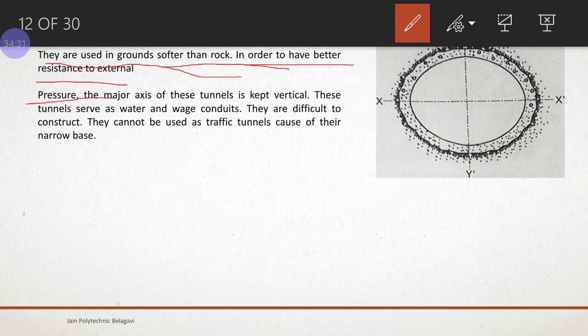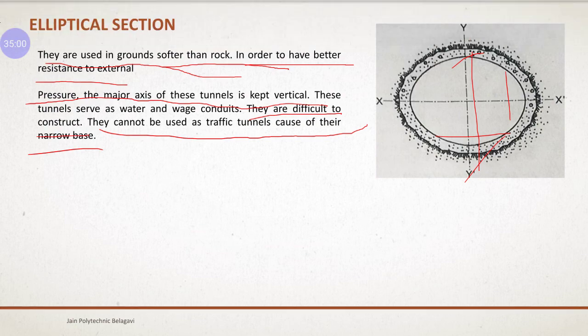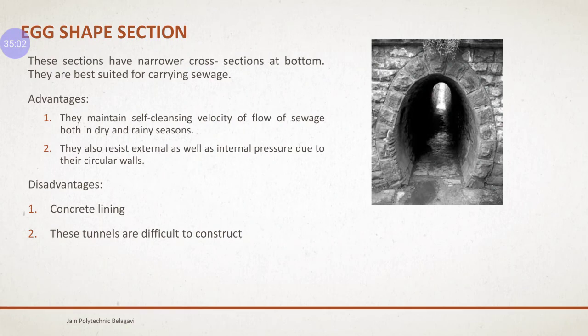The major axis of these tunnels is kept vertical, okay. They are difficult to construct and are not used for traffic tunnels because of their narrow base. Because of this narrow base, we can't go for road transport or railway transport facilities. Next is the egg shape.